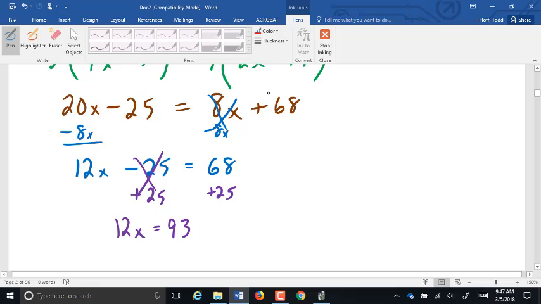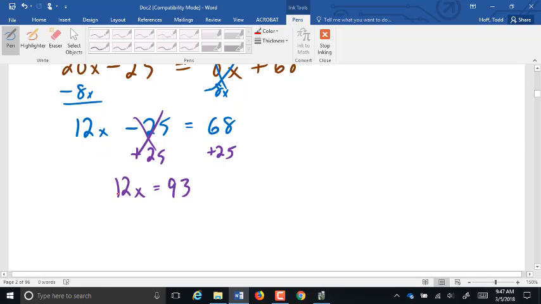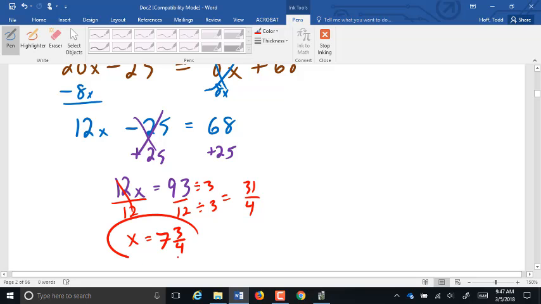Our final step is to divide by 12. X equals, now both 93 and 12, by the way, can be reduced by 3. I'm going to do that before I divide them out. 93 divided by 3 is 31. 12 divided by 3 is 4. So that means that's 7 3/4. Remember, anytime we have a division problem, we can treat it as a fraction. So we could reduce that, make it easier to divide out.